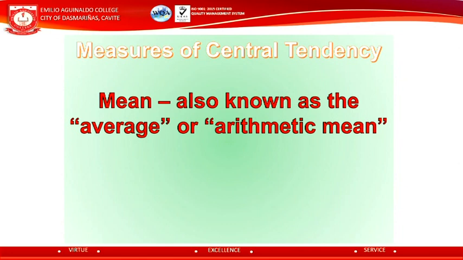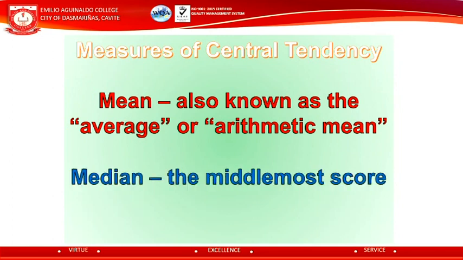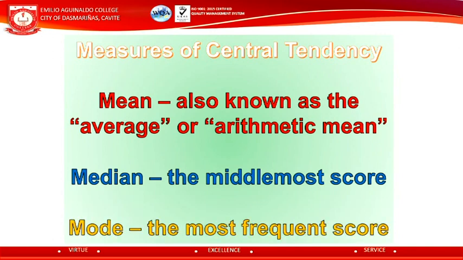total number of observations. The next one, we have the median or the middlemost score. But before we proceed to the determination of the median, we have to arrange first the data in ascending order. And lastly, we have the mode or the most frequent score in our distribution. We can have multiple modes provided that they have the same frequency of occurrence. So if they don't have the same frequency of occurrence, of course, we will get the most frequent, the one that appears the most.